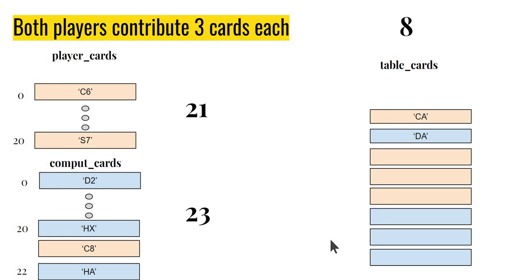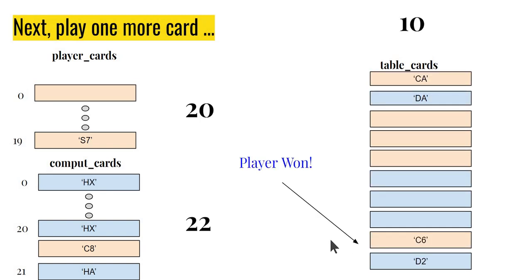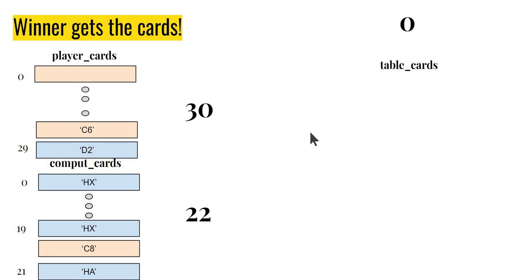This I do print. Next, I get both of these players to throw one card each. So table becomes 10, player becomes 20, computer becomes 22. Again, keep in mind, 20 plus 22 plus 10 is always going to be 52. I mean, the sum of these three is always 52. Again, this state I'm not printing. I just show you the final situation. The player has won, so all the cards went to the player, 30, 22, and 0.